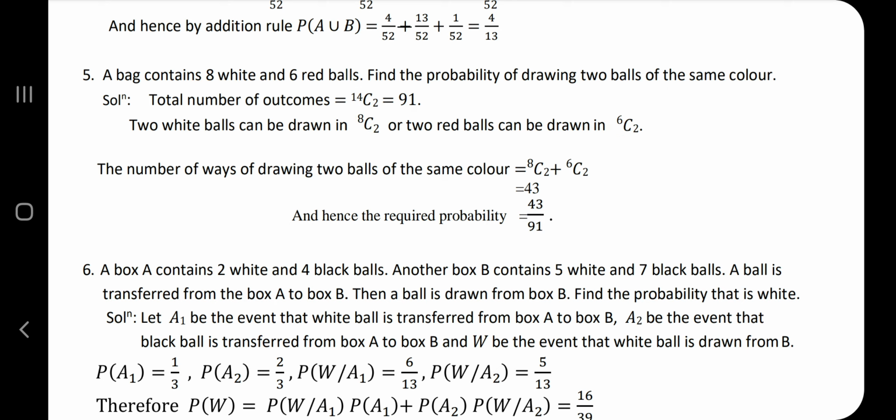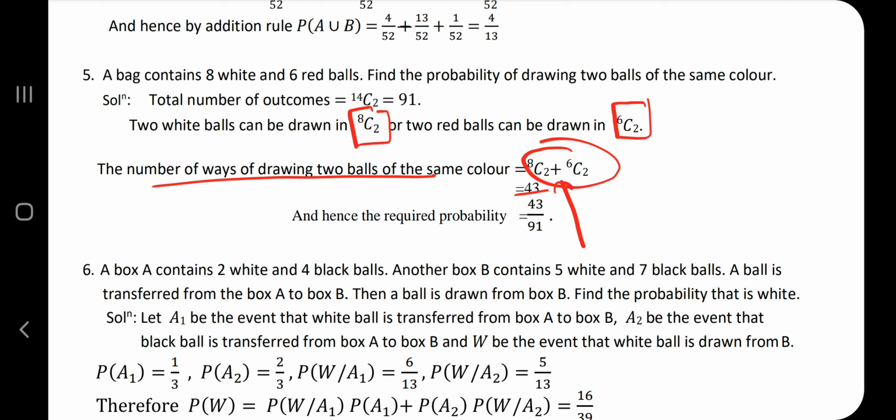Right. So based on that, how many ways can white balls be drawn from 8 white balls? 8C2 ways. How many red balls can be drawn from 6 red balls? 6C2 ways. So the total number of ways for drawing 2 same color balls is, since it is OR, we'll be using a plus operator here. So 8C2 plus 6C2, that is equal to 43, divided by the total number of possibilities, that is 91.